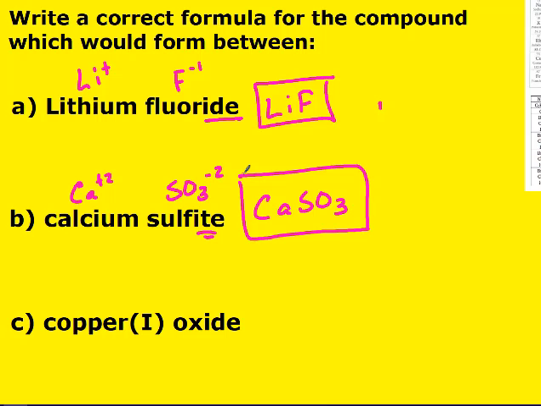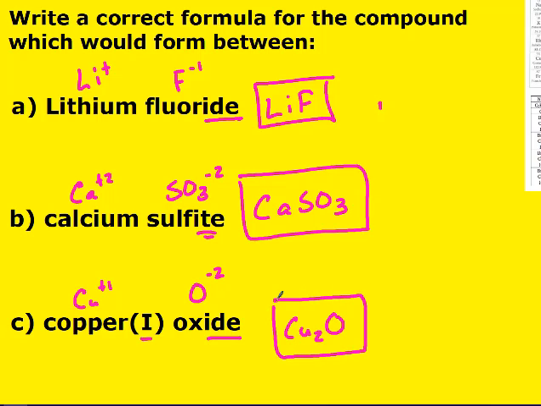Go ahead and pause the video and do copper(I) oxide on your own. So copper is a +1 because it told it to us right there. Oxide is oxygen with a -2 charge. And in this case, I need 2 +1s to cancel out a -2. So Cu2O. Again, if I was crossing those charges, that 2 would go here, and that 1 would go here. So Cu2O1, and I leave off the 1.